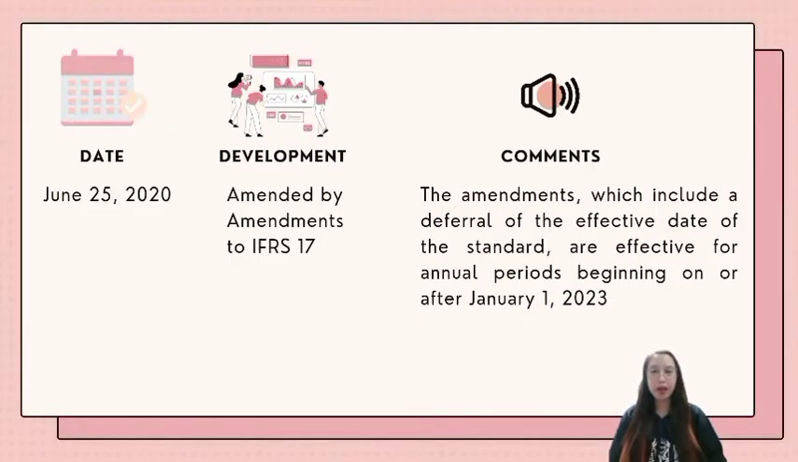So yung una pong amendment sa IFRS 17 was dated June 25, 2020. Yung development po is amended by amendments to IFRS 17. Comments po about this amendment naman is that the amendments which include po yung deferral ng effective date ng standard are effective po for the annual periods beginning on or after January 1, 2023 na i-discuss ko po later.